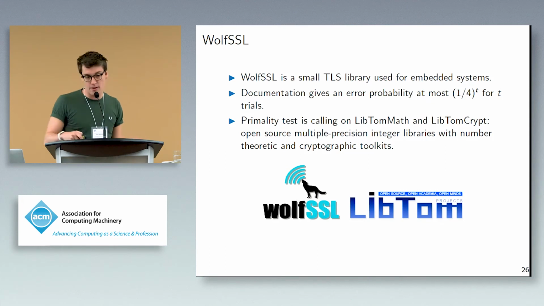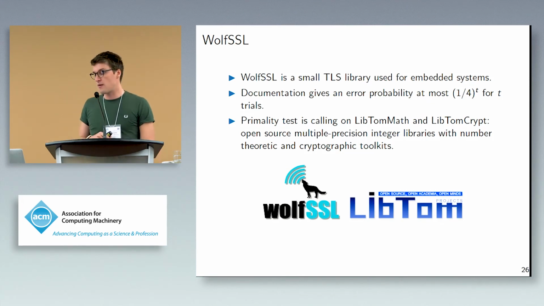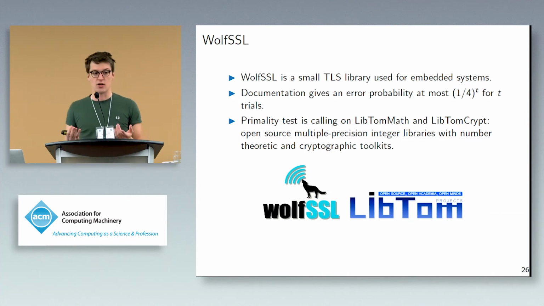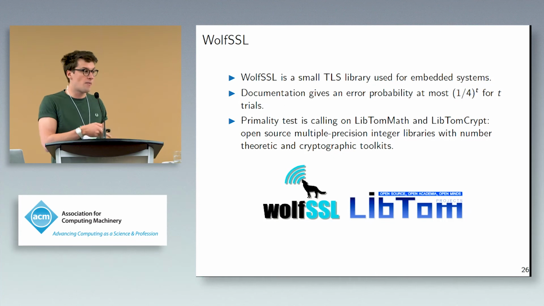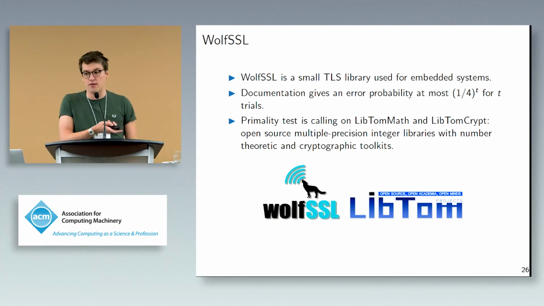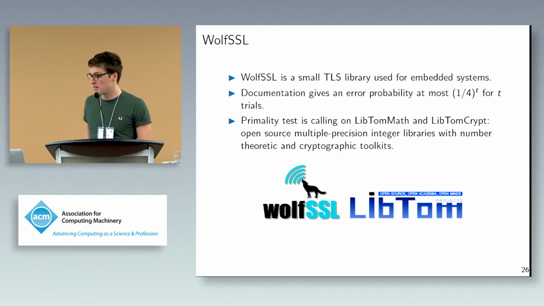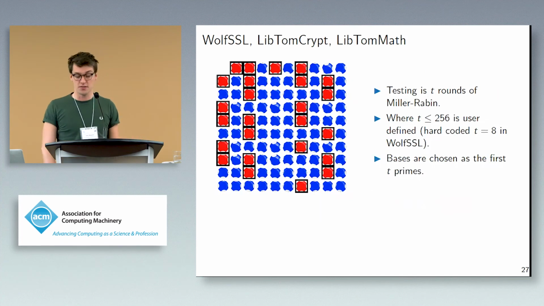Okay, lastly, we'll wrap up by looking at wolfSSL. And now wolfSSL is a small TLS library that's used in embedded systems. And here the documentation gives an error probability with at most 1 over 4 to the power of t for t trials. So you can see they're sort of thinking these worst case scenarios, these adversarial inputs. So the primality test here is actually calling on libtom-math and libtom-crypt to do their primality testing. They share the same code base, so we can actually look at all 3 libraries at once.